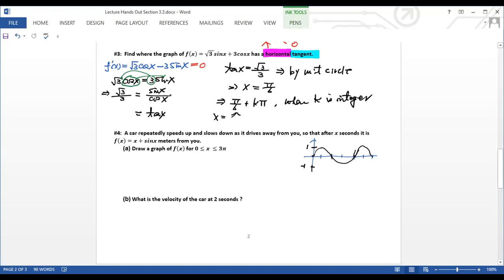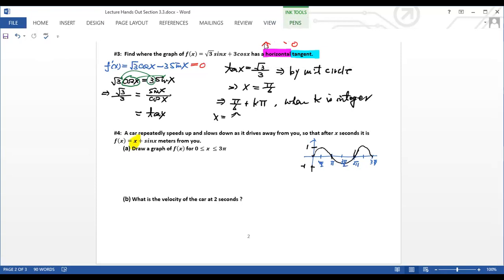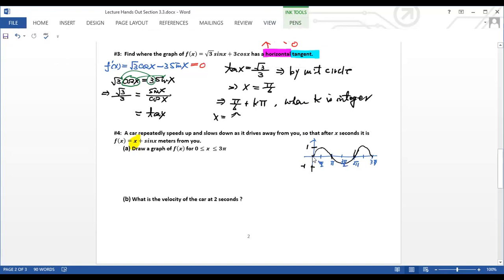Then the x here, right? So if you put here, this is pi over 2, pi, 3 pi over 2, 2 pi, and this is 3 pi. And the function of x is just a line, right? So 0 is here, pi over 2 is here. So this one will be a straight line here.